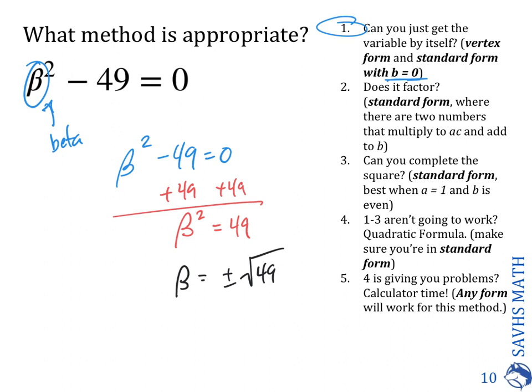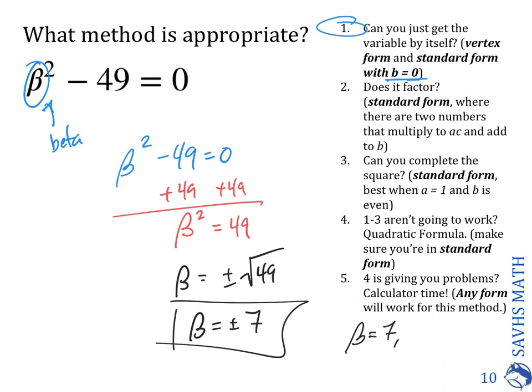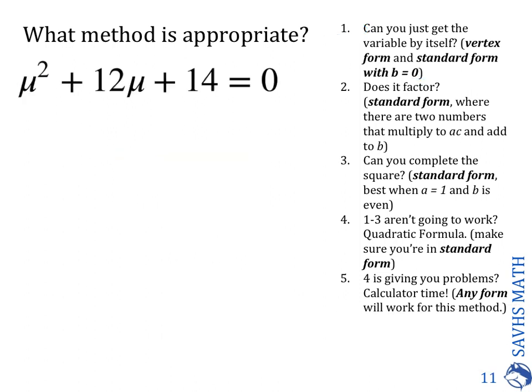Wait, the square root of 49 is 7, so we can write beta equals positive or negative 7. So you can circle this, or you can say beta equals 7 and beta equals negative 7. Either one of those is totally fine with me. Two more. This variable is the letter mu.